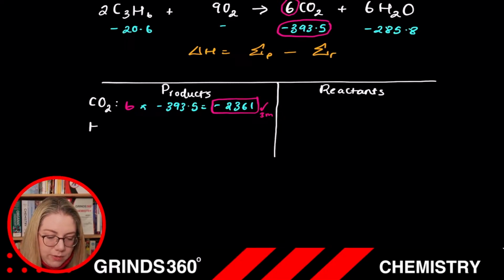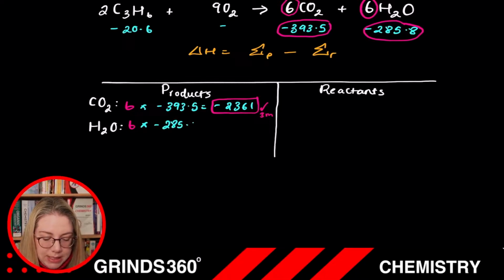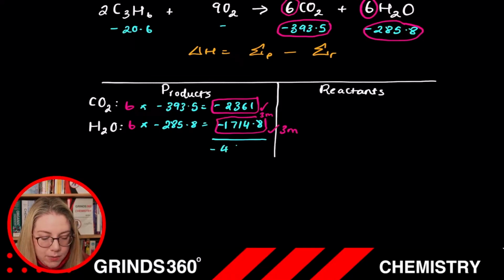My next one, we have water, which is H2O. You take the number in front of the water and you multiply the heat of formation by that number. 6 multiplied by minus 285.8, which is minus 1714.8 for 3 marks. Then we add those together, we get the sum, which is minus 4075.8.